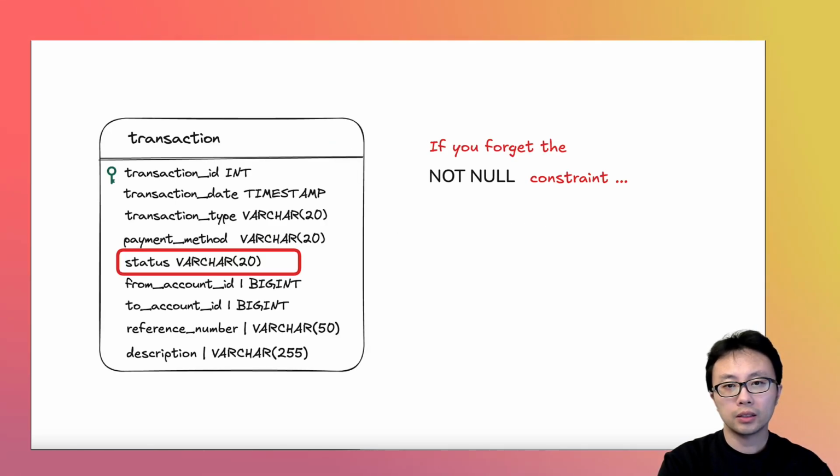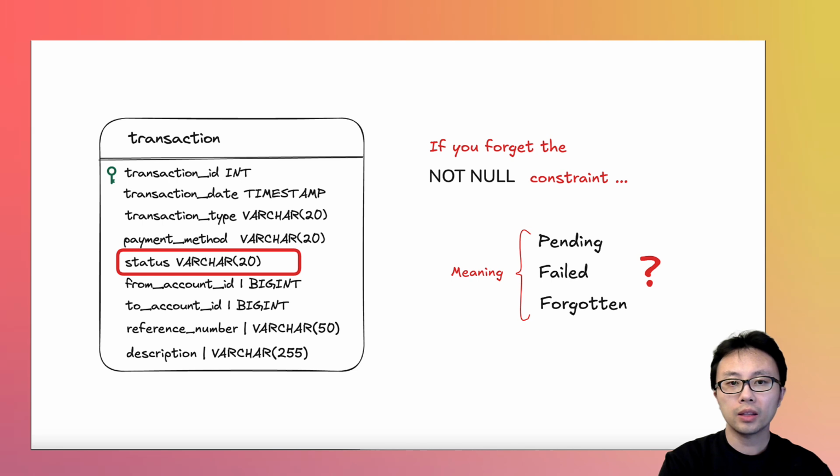Imagine a column that allows null values for a status column. What does a null status even mean? Is it pending, failed, or forgotten? You don't know, and that ambiguity can ripple through your application.